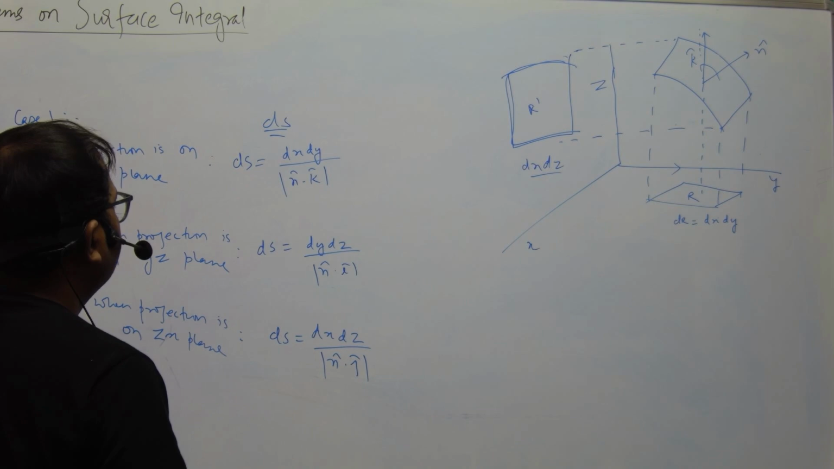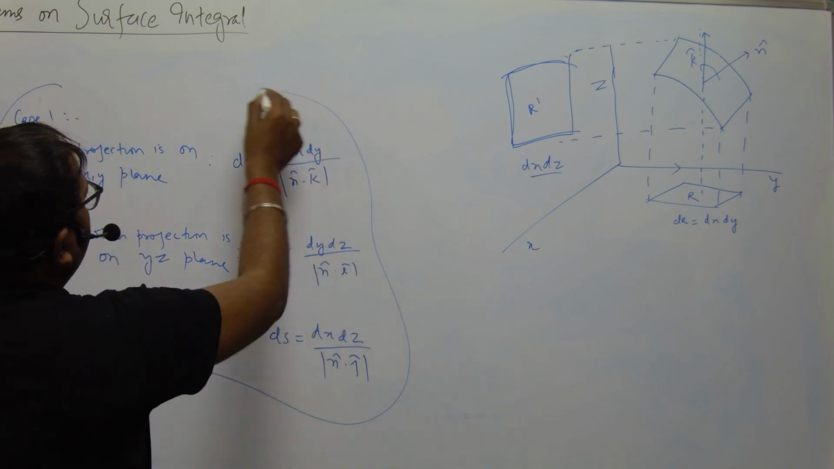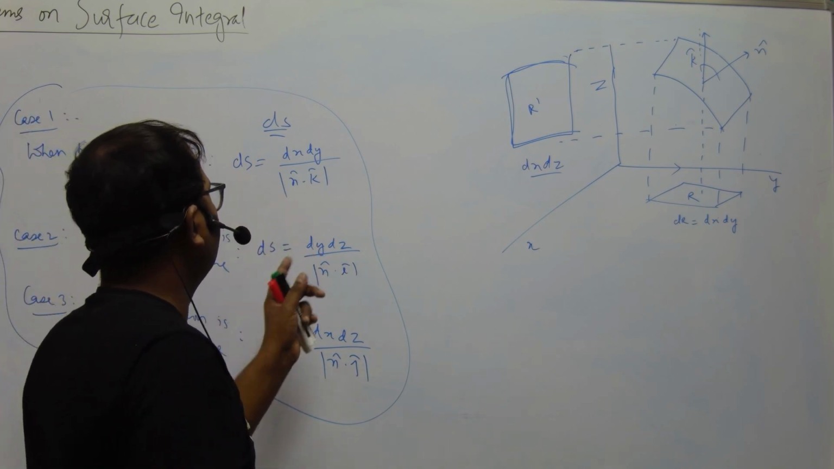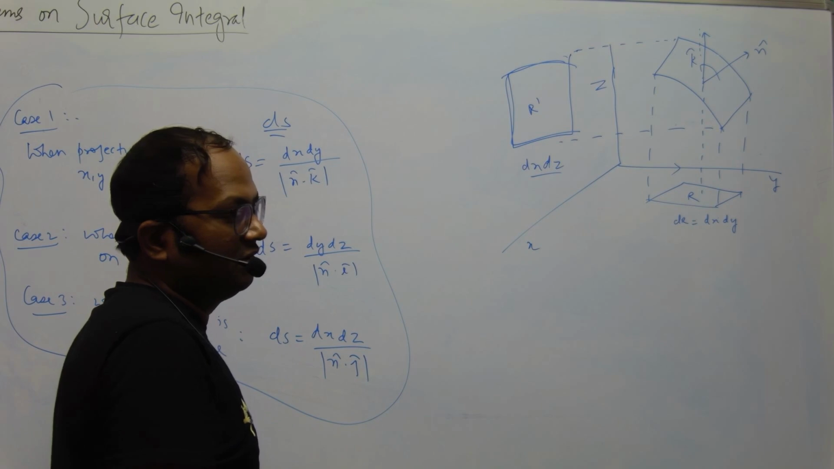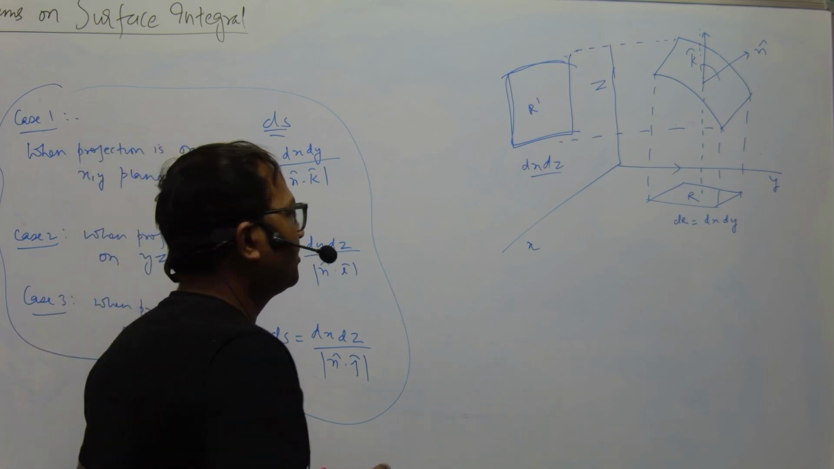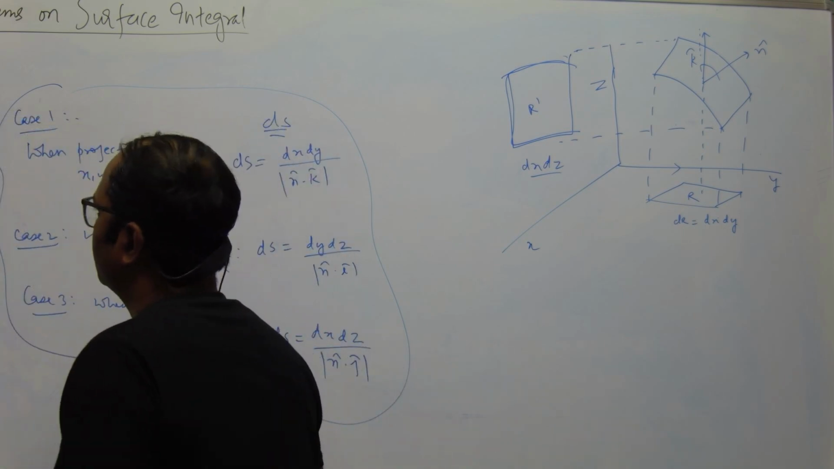So these are the cases for finding the value of ds based on the projection, whether we are taking it on the xy plane, the yz plane or the xz plane. So this is the basic concept of the surface integral that we have revised. Let us start discussing the problems. Let us discuss question number 1.